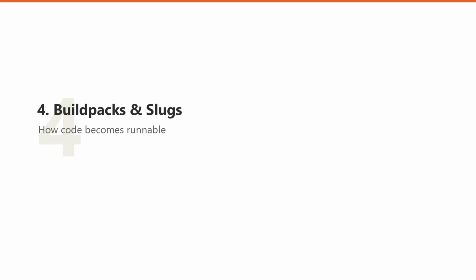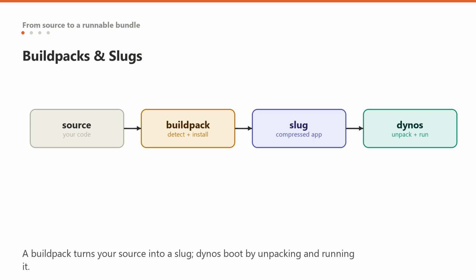Concept 4. Buildpacks and Slugs. So how does a git push turn into a running app? Through Buildpacks and Slugs. When you push, Heroku runs a buildpack, a script that detects your language, Node, Python, Java, and knows how to build that kind of app. The buildpack installs your dependencies and compiles anything that needs compiling.